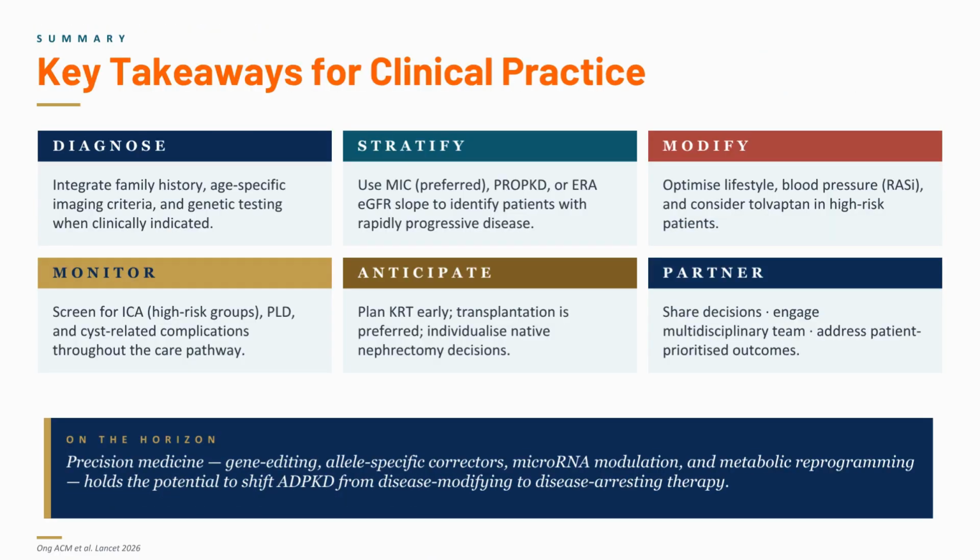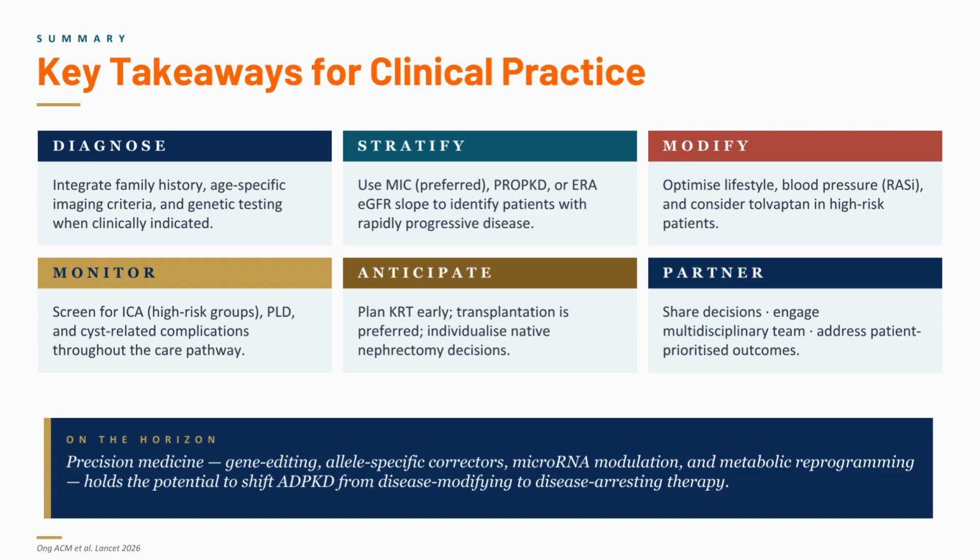To wrap things up, let's bring everything together into practical, actionable takeaways for daily clinical practice. Start with making the right diagnosis: integrate family history, age-specific imaging criteria, and use genetic testing when clinically indicated. And don't rely on a single element. Think of this as a composite diagnostic approach. Next, risk stratification is key. Use the Mayo imaging classification as your primary tool when available. You can complement that with the PRO-PKD score or eGFR slope. The goal is to identify patients with rapidly progressive disease early.